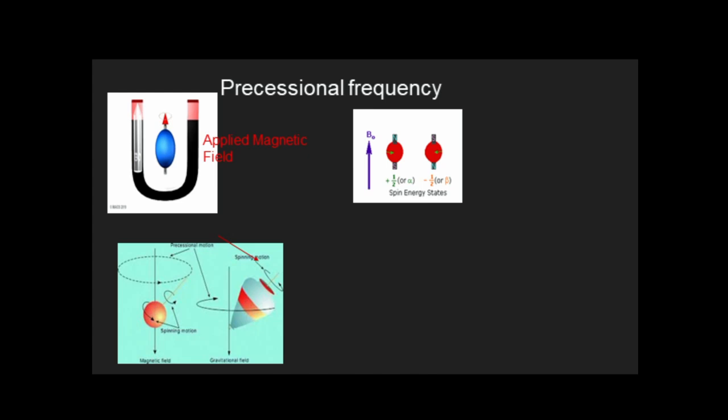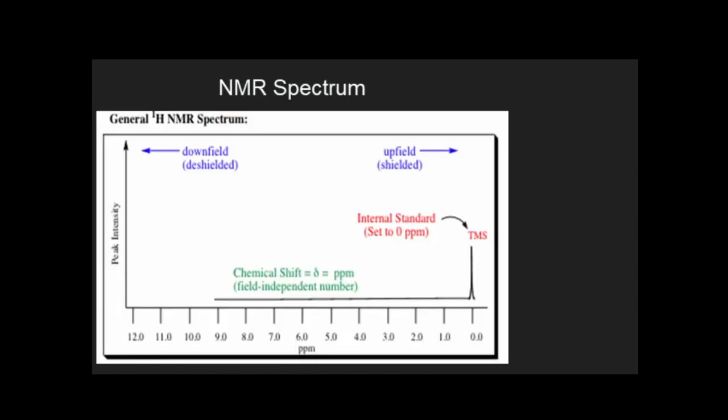The protons start to rotate like a top. At that time, the protons absorb in the NMR region and produce peaks. These peaks are analyzed and we may gain knowledge about the organic compound. This is the basic mechanism of NMR spectroscopy.